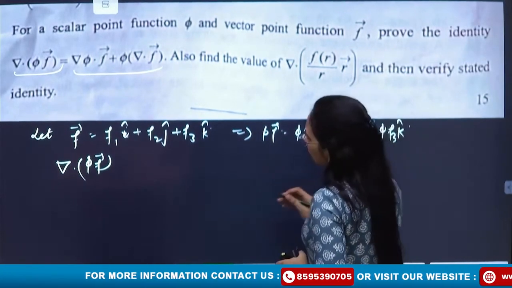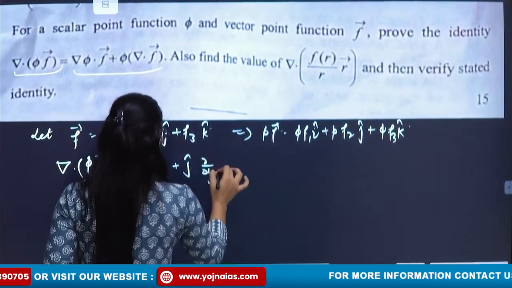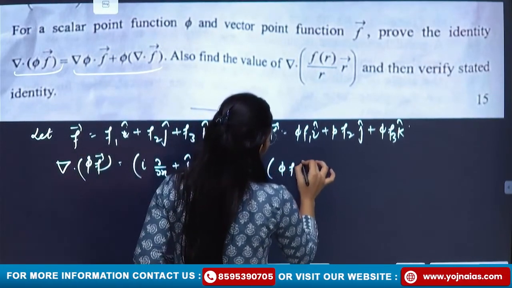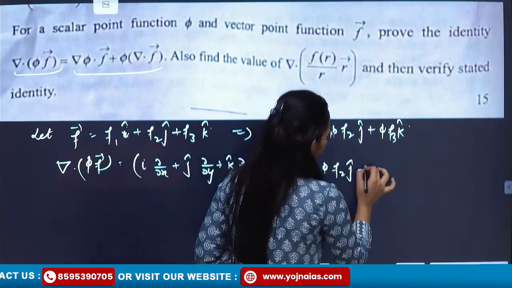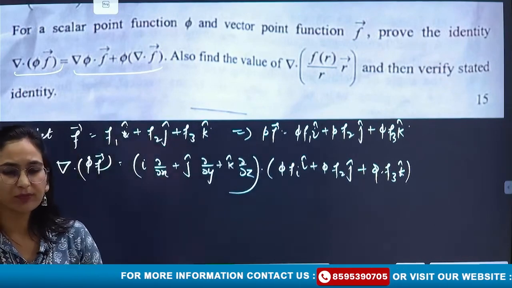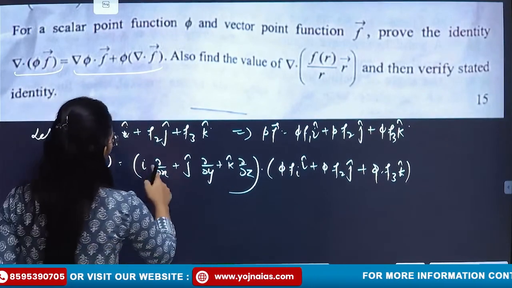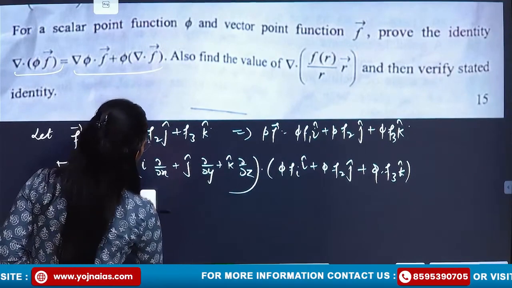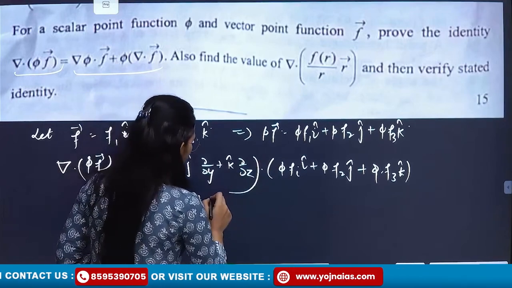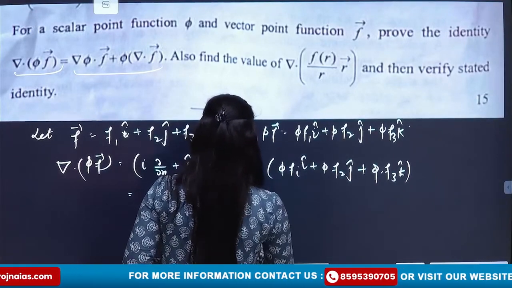Then we need to apply del, which is i cap del by del x plus j cap del by del y plus k cap del by del z, dot phi f1 i cap plus phi f2 j cap plus phi f3 k cap. i dot i would be 1, j dot j would be 1, and k dot k would be 1. The rest of the vector products, that is i dot j, j dot k and k dot i, would be 0. So we will write these values. i will go with i, so i cap into del by del x of phi f1, plus j with j, that is del by del y of phi f2, then we have del by del z of phi f3.